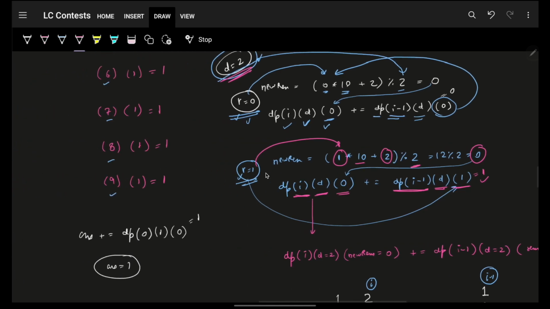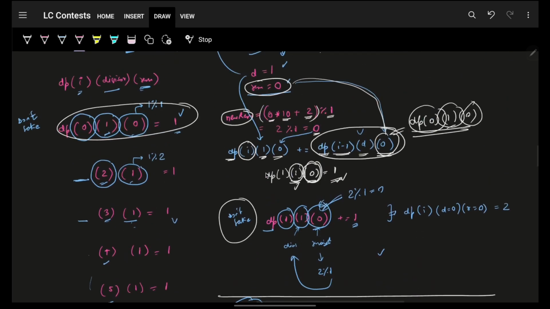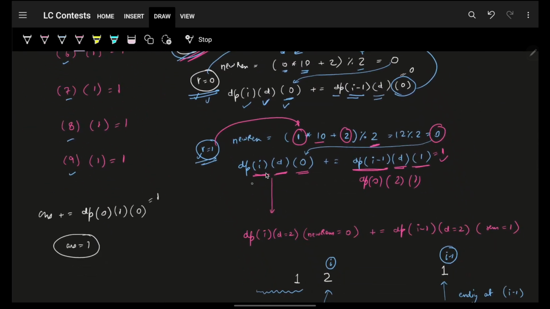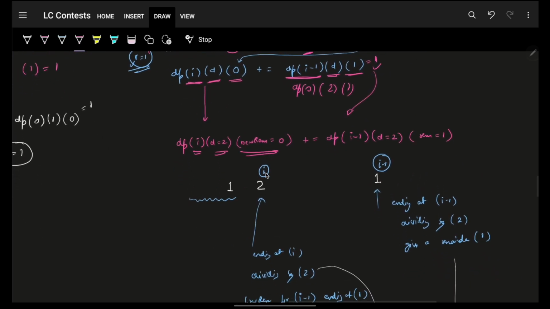Because it was 1, as you can remember, that dp of 0, 2 and 1 was actually a 1. It says that I can leverage that, and now my dp of current index, divisor as 2, remainder as 0 is nothing but simply adding a 1 here.